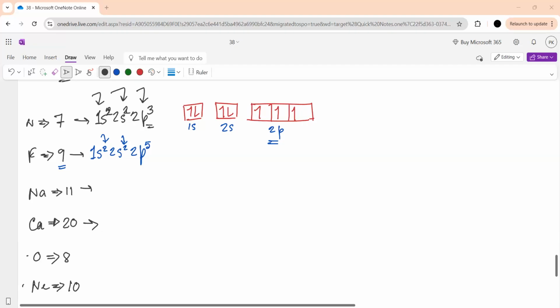Ma'am, for oxygen 8, I got 1s2, 2s2, 2p4. Okay, very good. And for neon 10, I got 1s2, 2s2, 2p6. Very good. Now do for sodium and calcium.